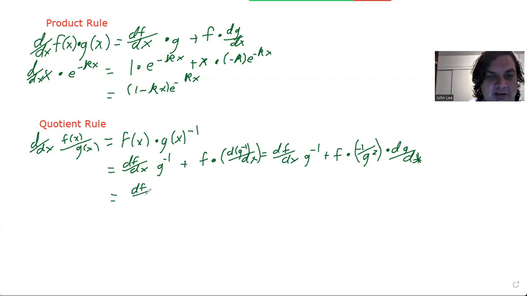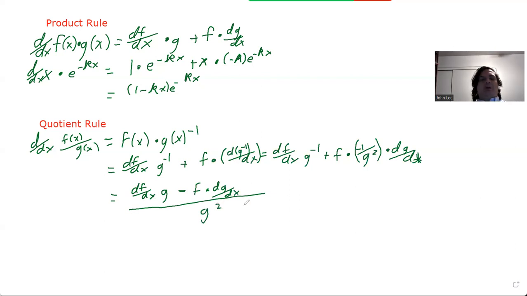which is overall going to give you df dx times g minus f times dg dx over g squared. I'm pretty sure that's right.